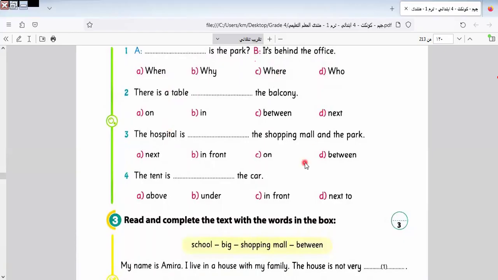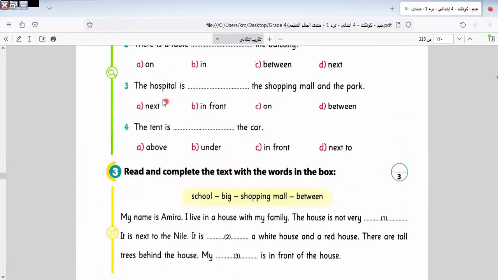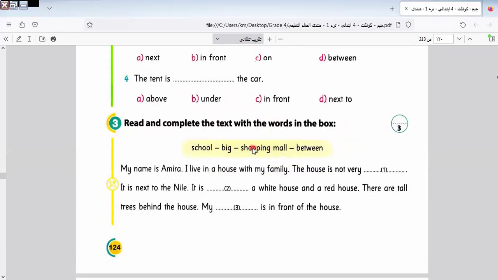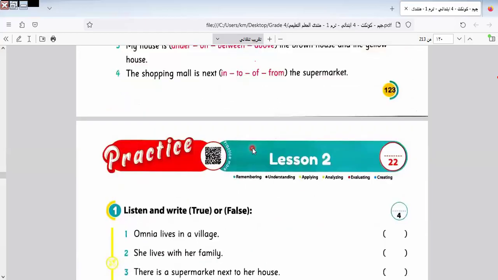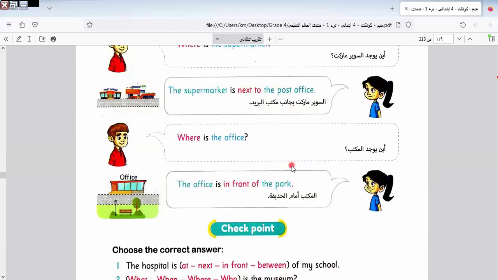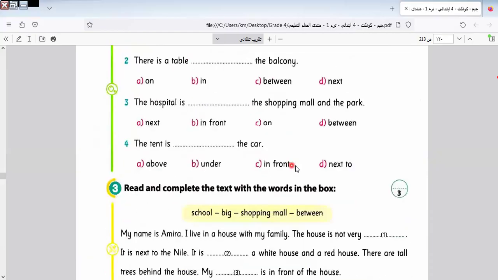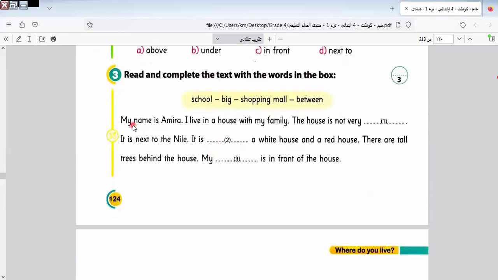There is a table on the balcony. The hospital is between the tent and the car. The tent is next to the car. The tent is next to the car.